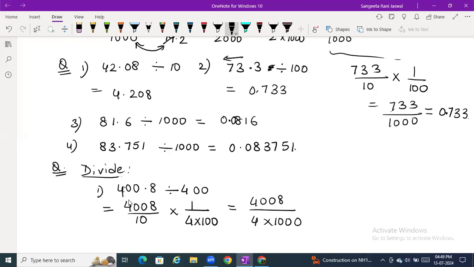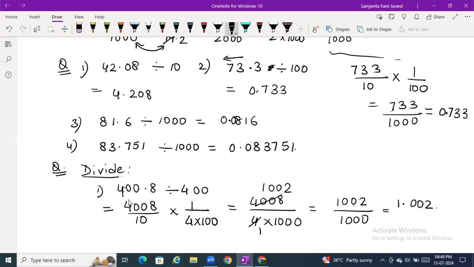Yes? Yes, ma'am. Now you can divide 4008 by 4. 4 ones are 4, 4 ones are 4, 2 zeros, 4 twos are 8. Like this. So now you get 1002 upon 1000. So now when you have 3 zeros in the denominator, you will start counting from the ones place. 1, 2, 3. So your decimal point will be after 1.002.